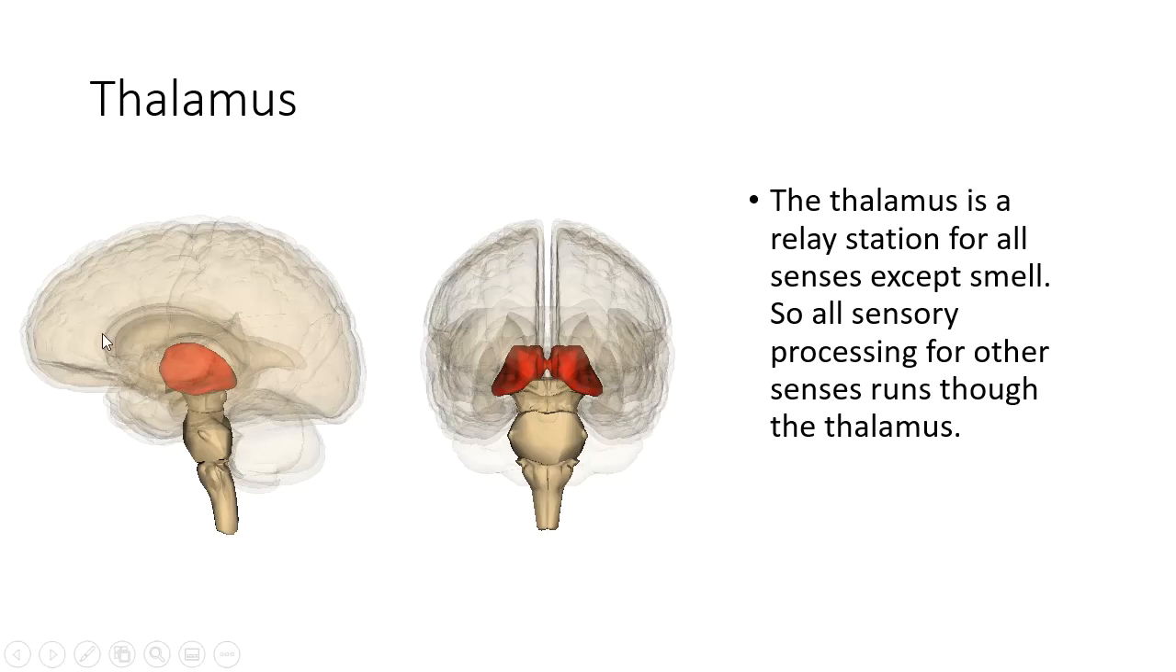So this is the thalamus. The one thing I want you to know about the thalamus is it's a relay station for all sensory information except the sense of smell. So everything, vision, touch, taste, all the different senses except for smell, run through this structure called the hypothalamus. So if you, or not the hypothalamus, the thalamus. So if you have damage to this, you will lose all your senses except smell for a while at least.